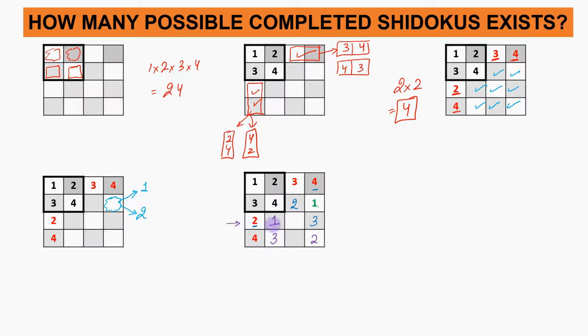Now it is very simple. In this row we have 1, 2 and 3. The only digit remaining is 4. So we write 4 over here. And in this row we have 2, 3 and 4 and the only digit remaining is 1. So we put a 1 over here, and this is the only way by which this square can be filled.